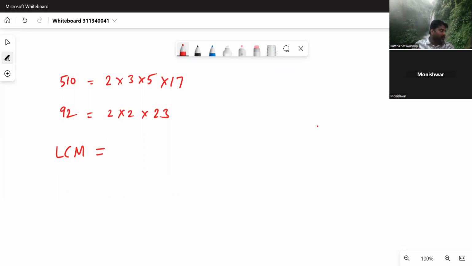Which one you should take? 2 square. Take. 3 power 1, only one 3. 5 power 1, only one 5. 17, only one 17. 23 is also only one 23. But all the numbers should be there in LCM. That's all, simple. And they should be in their highest powers. When it comes to HCF, only the common numbers. Okay. Right. Next question.